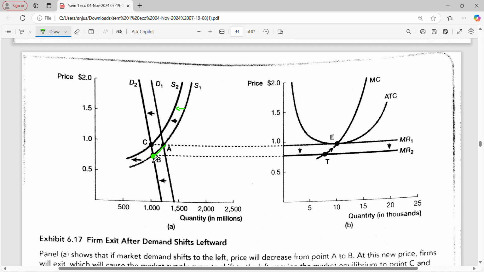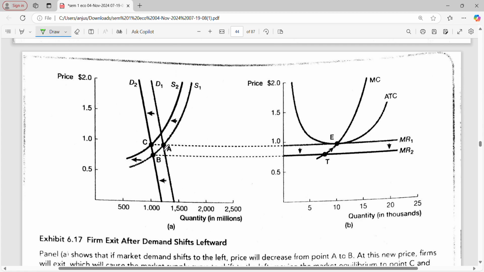At this price B, firms will exit, which will cause the market supply curve to shift to the left. Okay, I'm really sorry, I just made it the wrong way around.